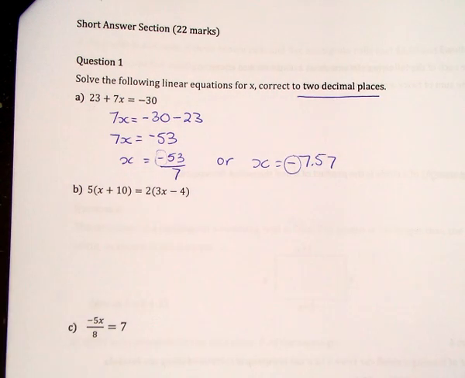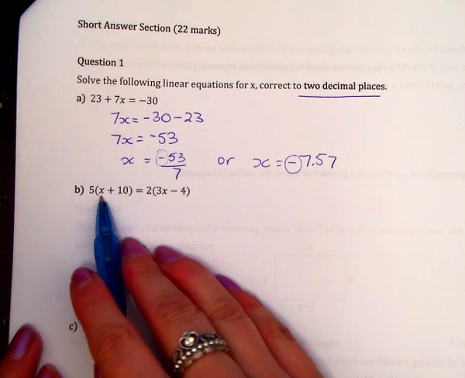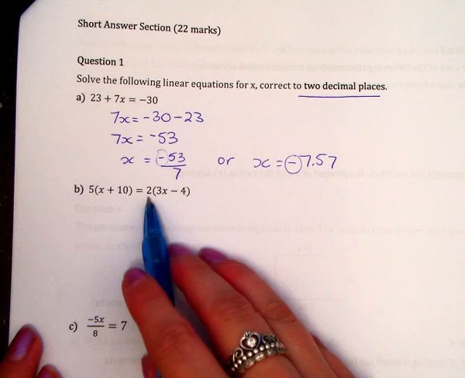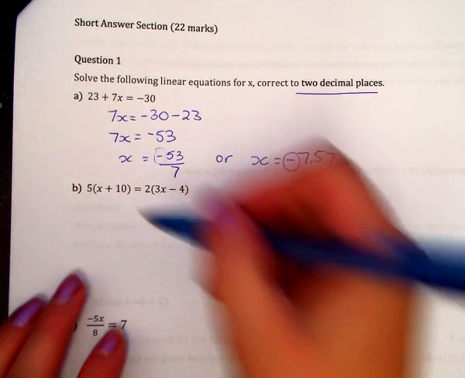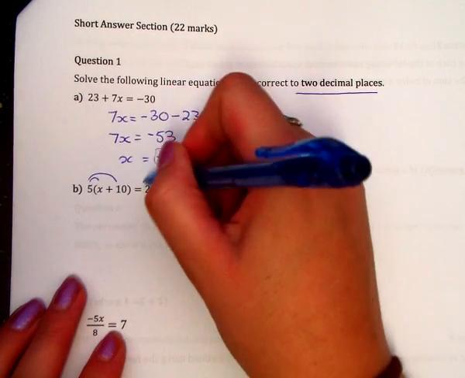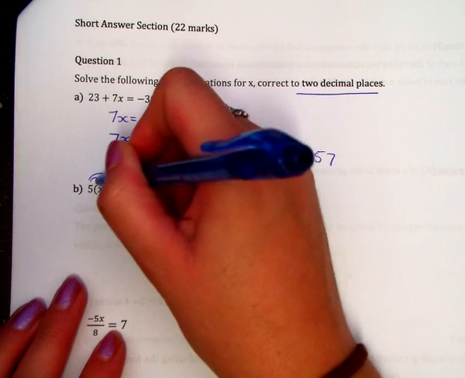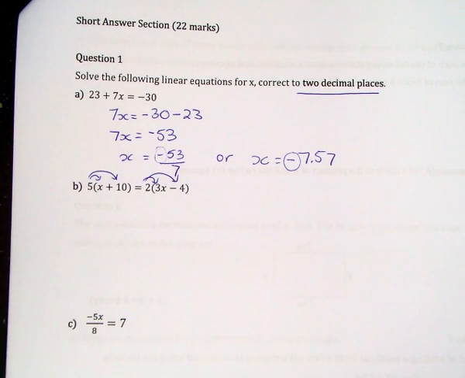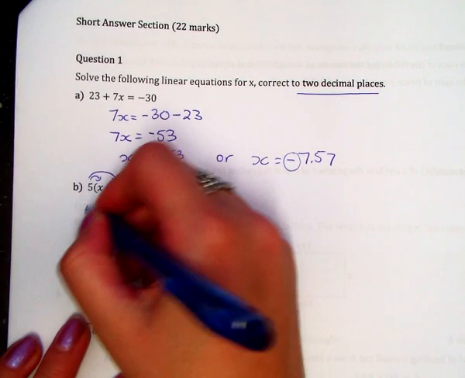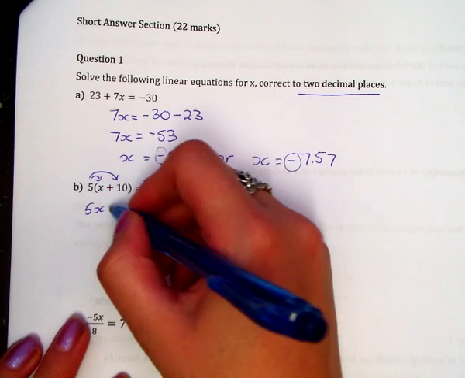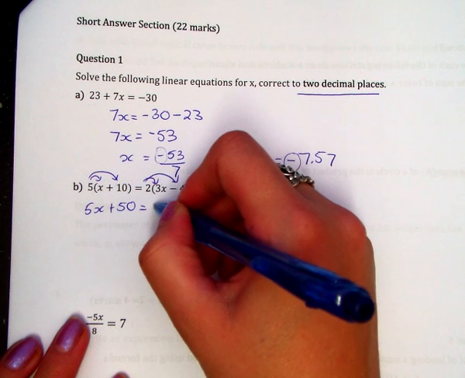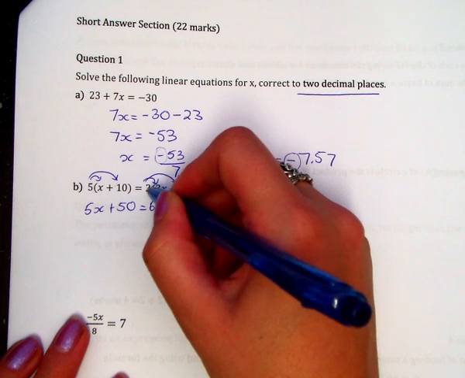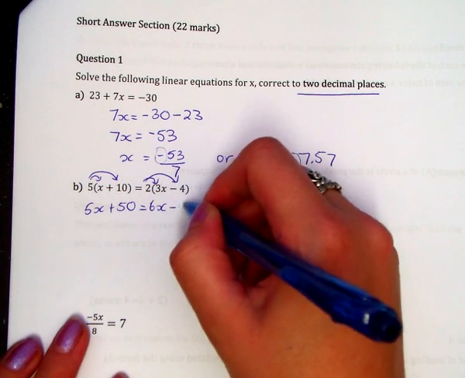Part B, we have 5 times x plus 10 equals 2 times 3x minus 4. Our first step is to actually expand these brackets. 1 mark was awarded for getting this first stage, recognising that we need to expand the brackets. So we're going to have 5 times x plus 5 times 10 equals 2 times 3x, 2 times -4.